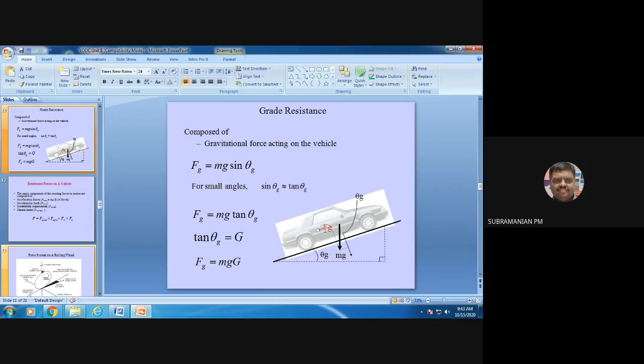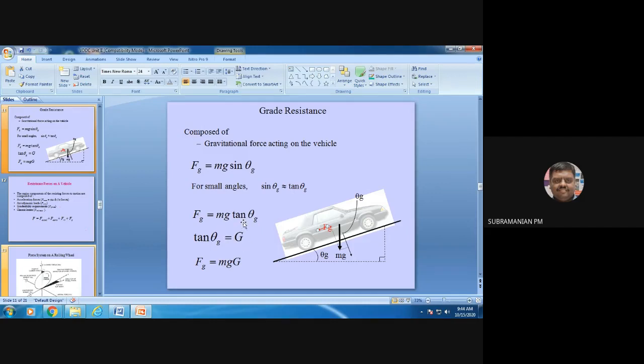Now the grade resistance you can write as W sin theta, or mg sin theta. This theta g is nothing but the slope of that grade. Another important thing is that the grade will not have a large value, because if it is large, the car can't climb. So my theta will have smaller values only. So sin theta will be approximately equal to tan theta; for small theta, sin theta is equal to tan theta. So instead of sin theta, I will write tan theta, so I will write mg tan theta. Tan theta is called grade.